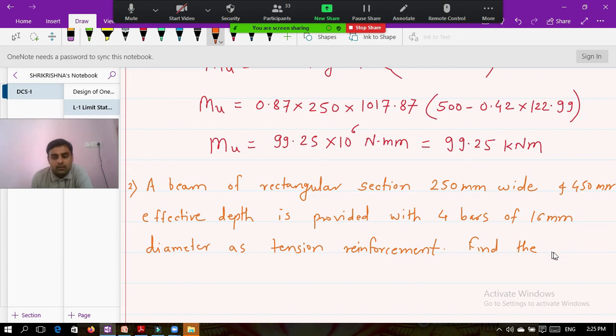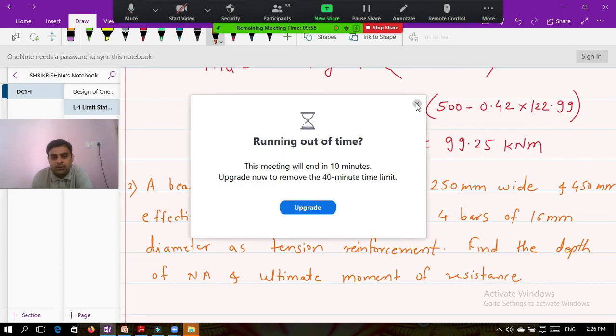Okay. Find the depth of neutral axis and ultimate moment of resistance.